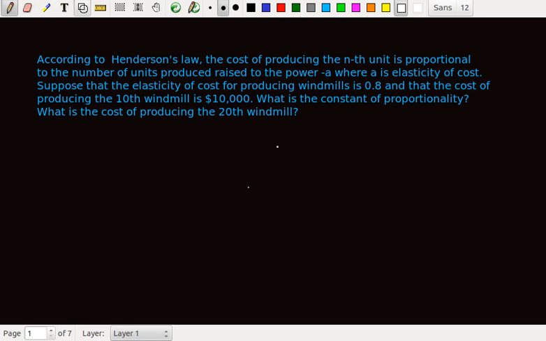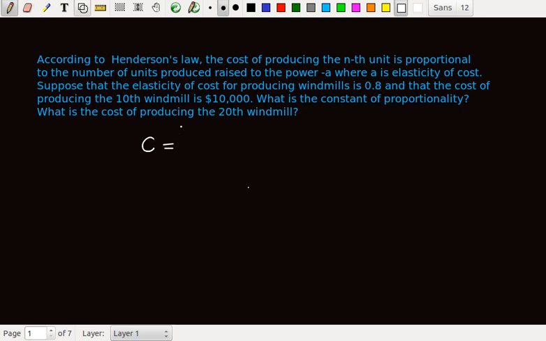Okay, it looks a little technical, but let's break this down. So we have a function. The function that we're interested in is cost as compared to the number of windmills we make. So the cost of producing that 10th or 20th windmill in terms of how many we've already made. And the idea is that actually the cost should go down because we get smarter at making windmills.